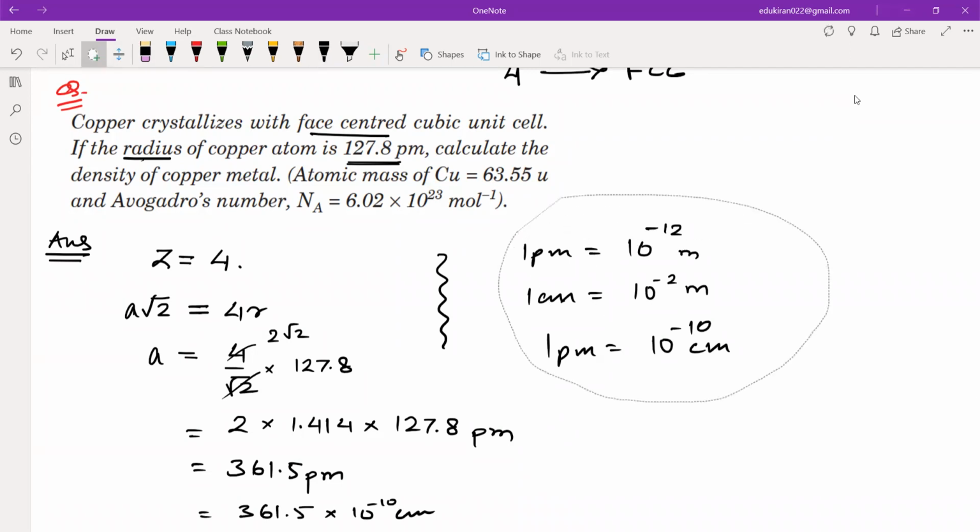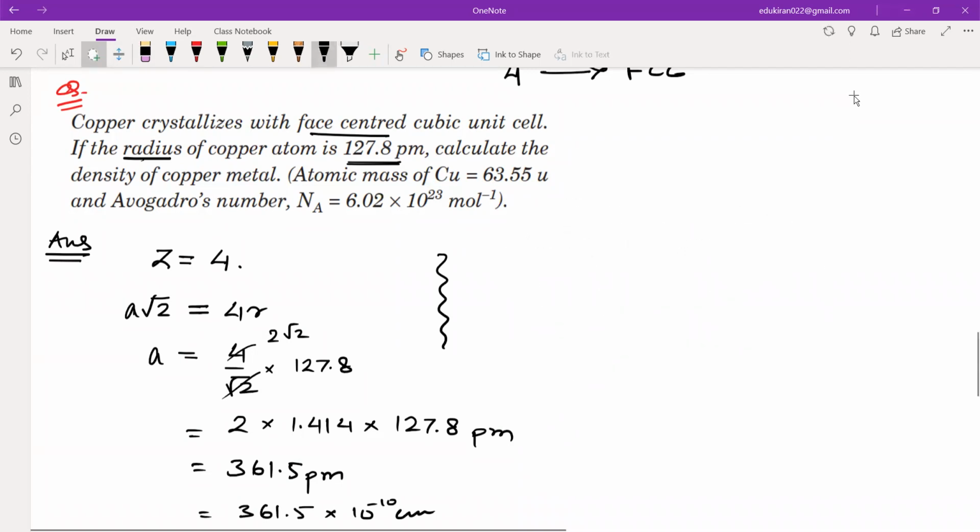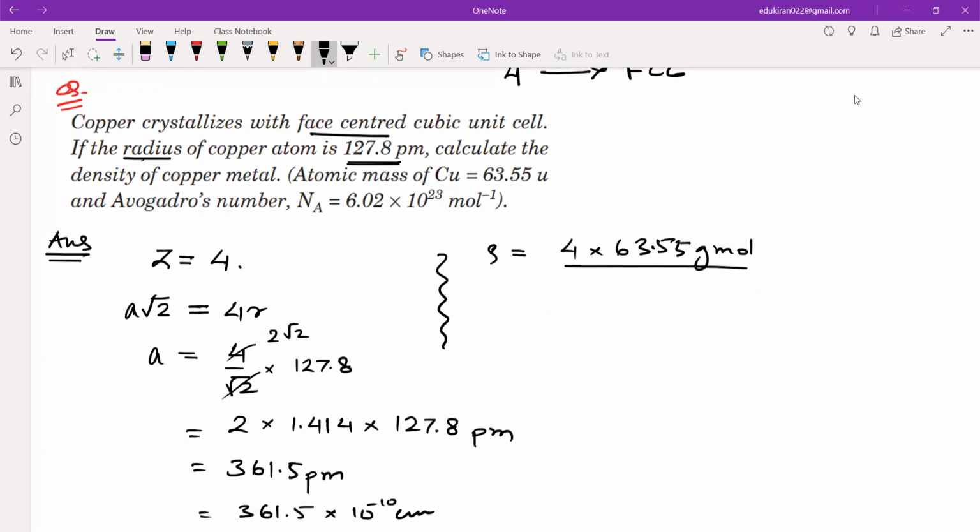Now you have got a, you have got Z, you have to calculate the density. So density is equal to Z, that is 4, into mass, which is given as 63.55 grams per mole, divided by 361.5 into 10 to the power minus 10.